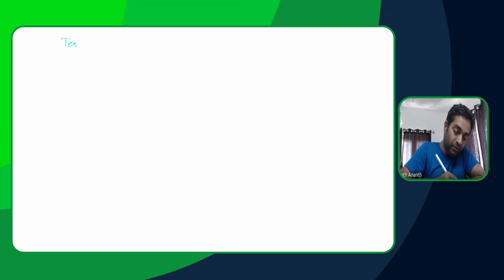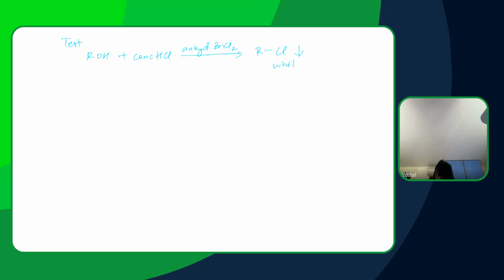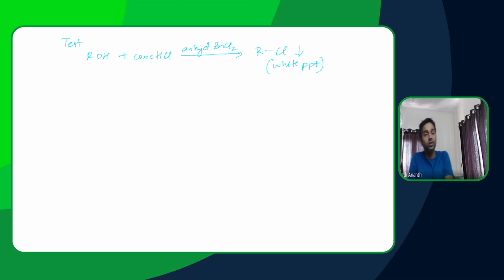So the test here is very simple. ROH plus concentrated HCl in the presence of anhydrous ZnCl2 is going to be producing RCl. Right? So the RCl comes out as a white precipitate. Correct? So observation of this white precipitate is the test over there basically. Now let me put down the results over here.